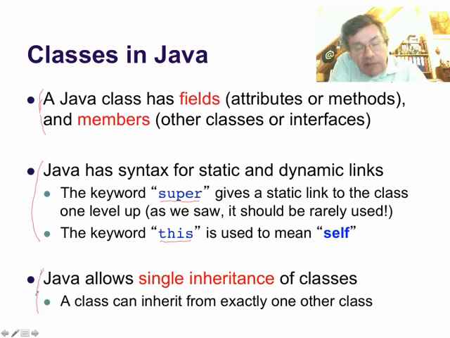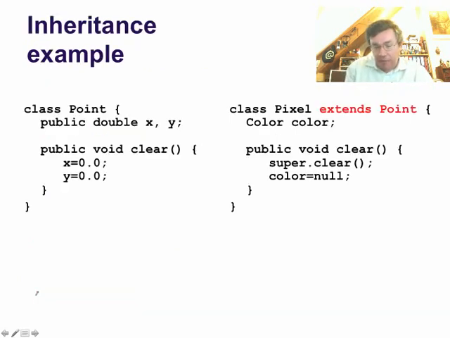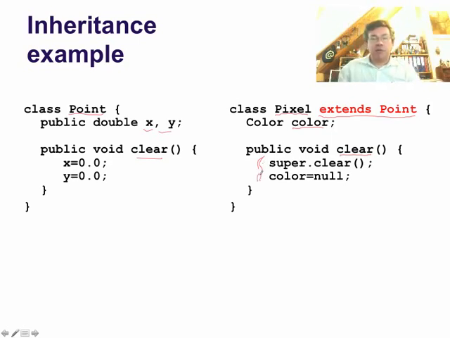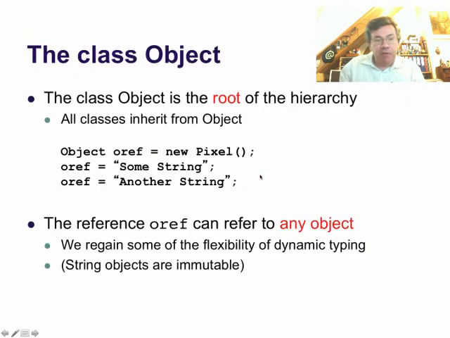Java allows single inheritance of classes. This means that a class can inherit from exactly one other class. So here's an example of inheritance. We have a class Point, which defines points in 2 dimensions with x and y coordinates, and a method clear to bring the point back to the origin. Then we have a class Pixel that extends Point, and here in red is the syntax for inheritance. It adds a color to the point, and it redefines the method clear by calling super to call the original definition, and also then it sets color locally. So that's an example of inheritance.